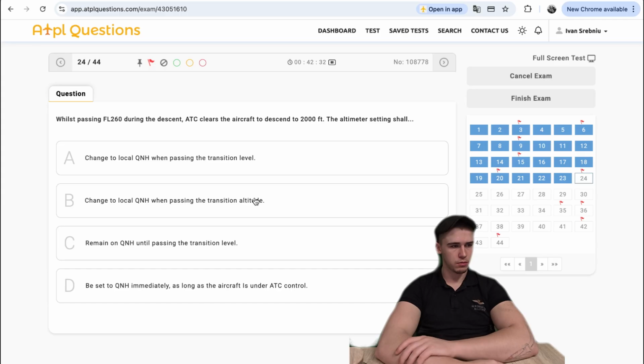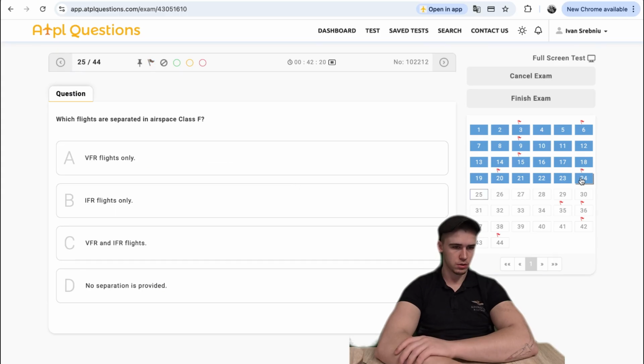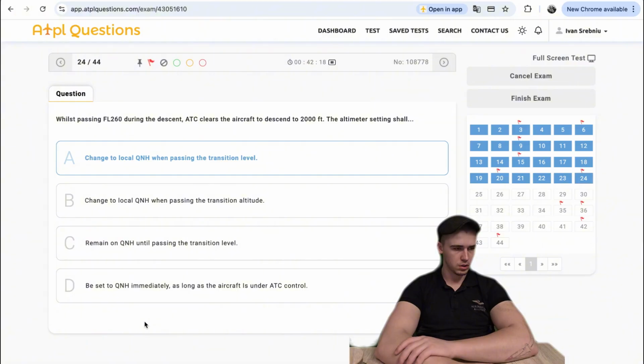While passing flight level 260 during the descent, ATC clears the aircraft to descend to 2000 feet. The altimeter setting shall be set when passing the transition level, but it's not correct here, but you can do it.